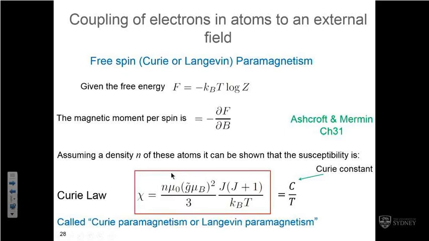Now this is important because you can lump all of this coefficient into one constant called C, and that's called the Curie constant. So what does it say? It says that when you've got a paramagnetic material in a magnetic field, as a function of temperature, the higher the temperature, the lower the susceptibility will be.